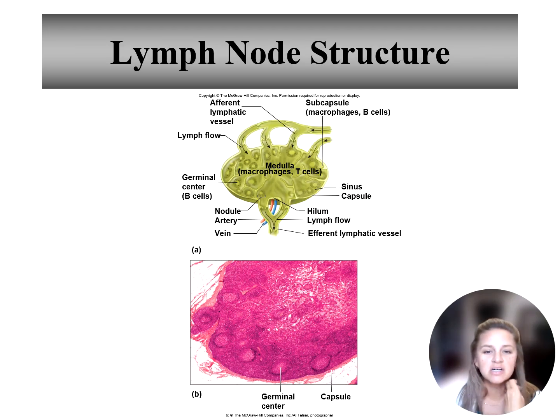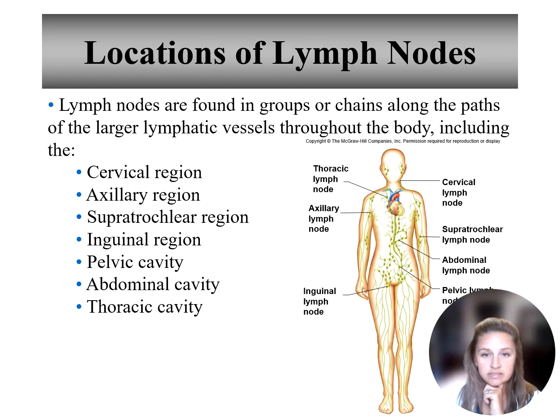Here's another picture showing a cross section, looking at the germinal layer and the capsule. Again, when you are labeling these, you'll be looking for the afferent and efferent vessels and the other structures. Lymph nodes are all over. Majorly, you'll find them in these areas. There's the cervical region. This is usually what they're feeling for at the doctor's office. If you have an infection, they'll see if your lymph nodes are swollen, and that's usually an indicator of an active infection that you are fighting.